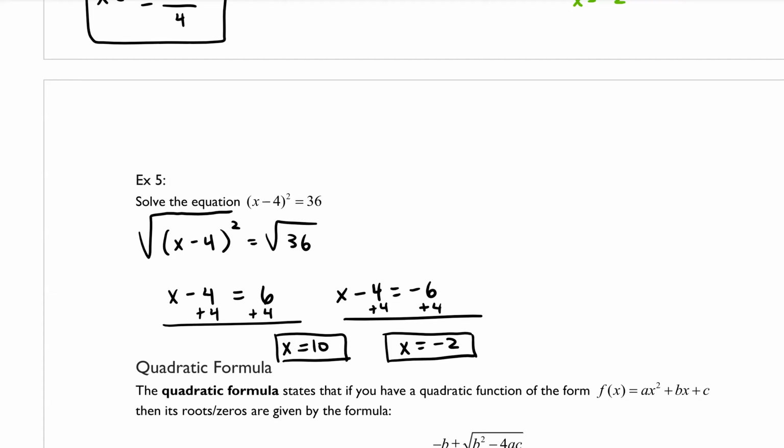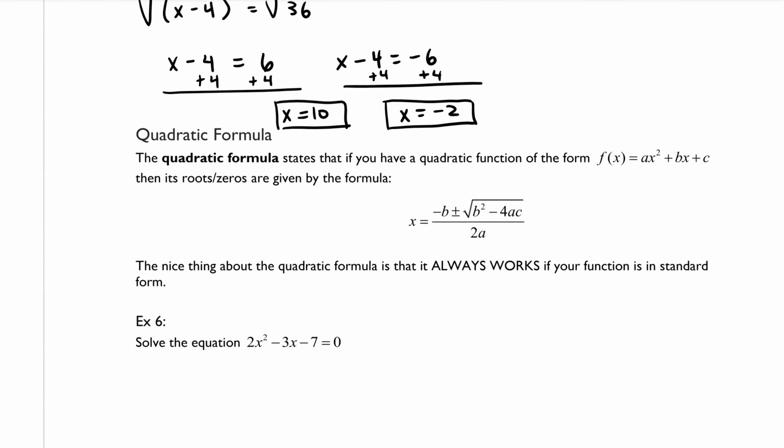All right, so earlier in this set of videos, I said that standard form is really nice when we're trying to use something called the quadratic formula. And the quadratic formula, alongside factoring and the square root method, is another method to solve quadratic equations. Now, the nice thing about the quadratic formula is that it always works.